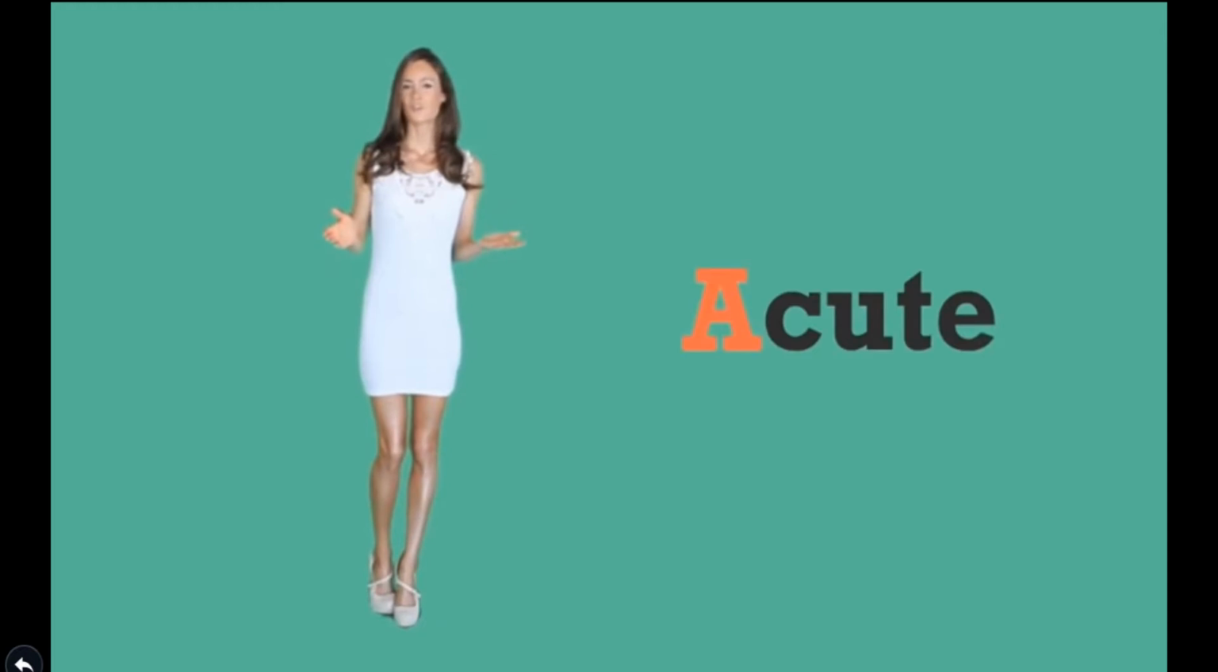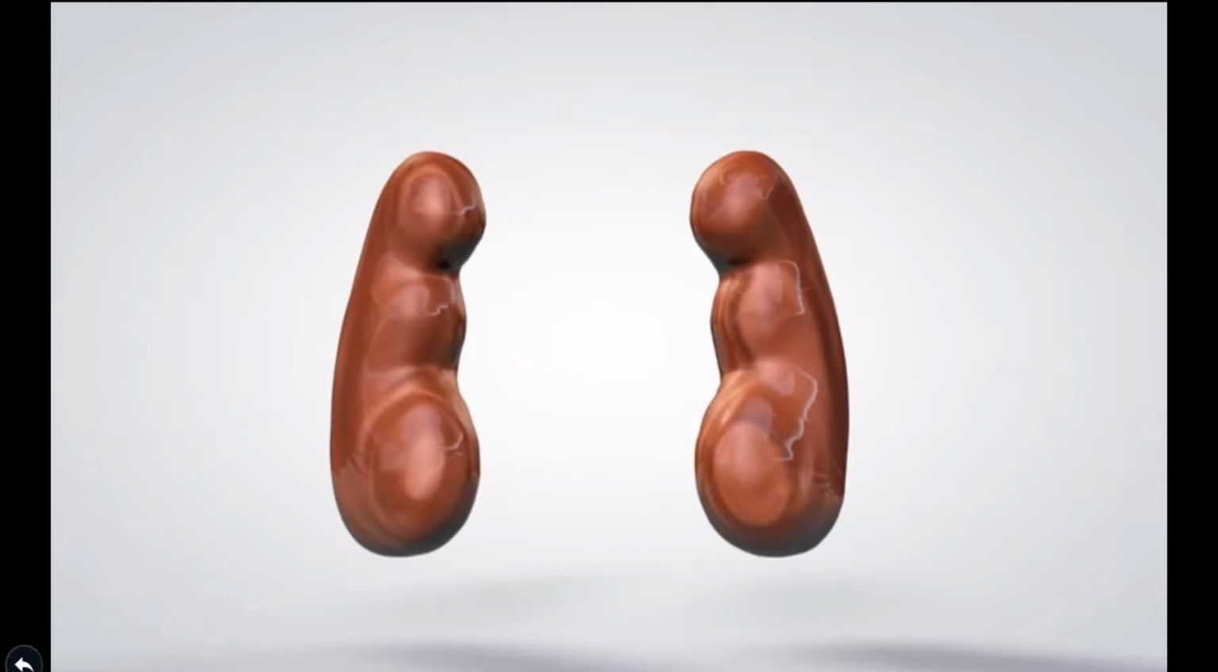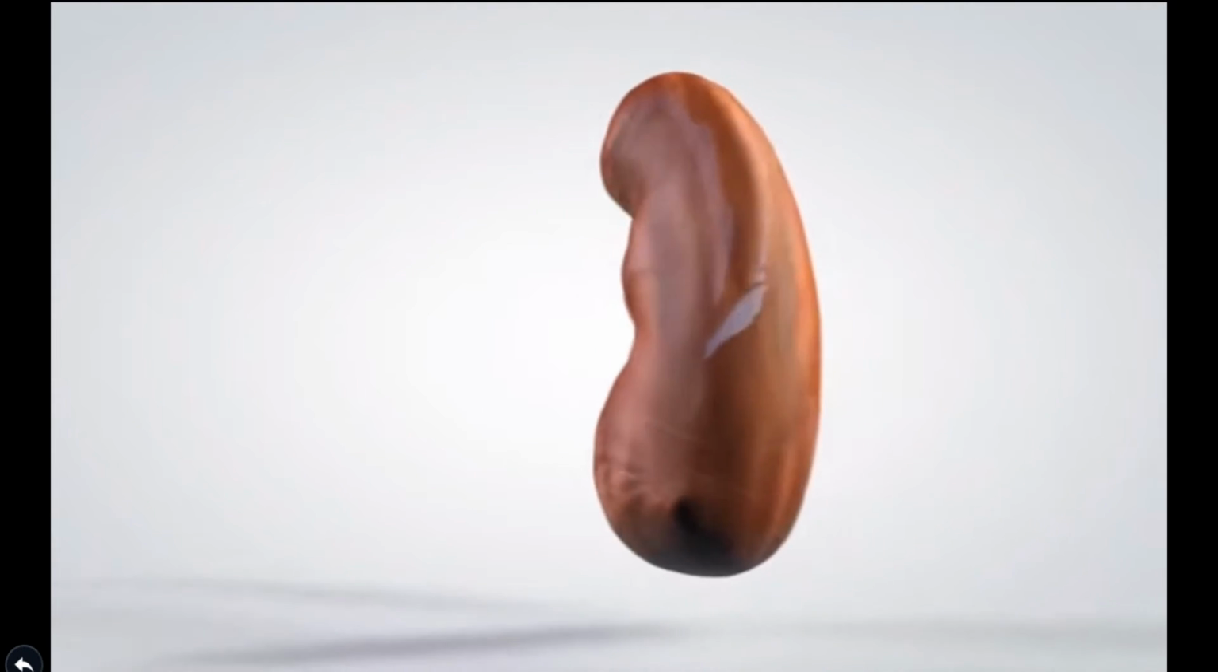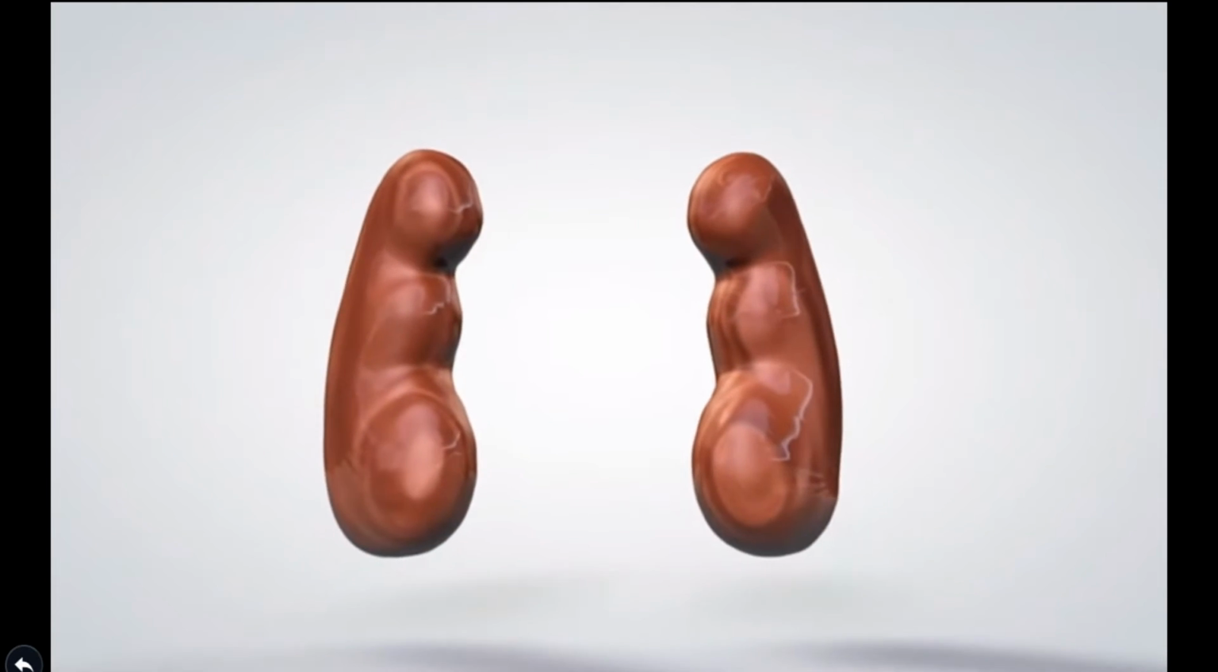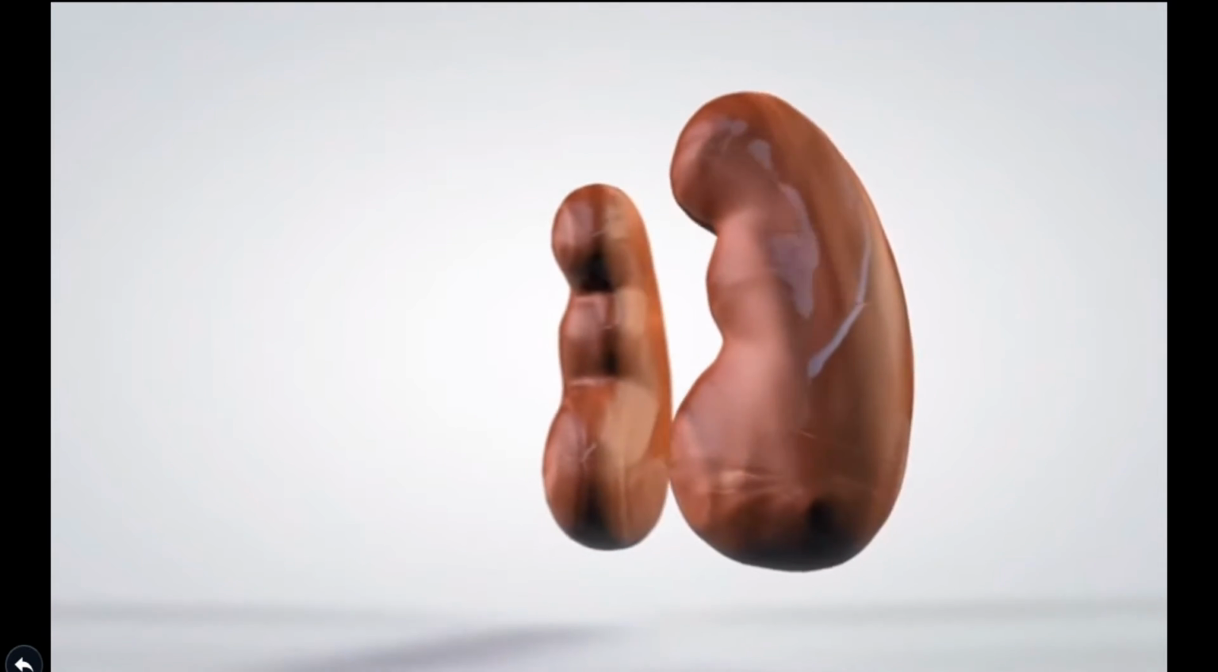So without any further ado, let's get started and let's go over acute renal failure. Acute renal failure. Humans have 2 kidneys, one on each side of the spine, in the area below the rib cage. They are bean-shaped, each of them measuring approximately the size of a fist.